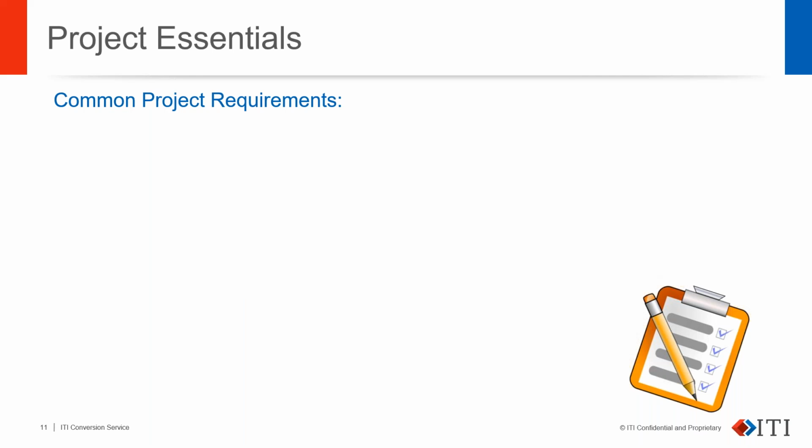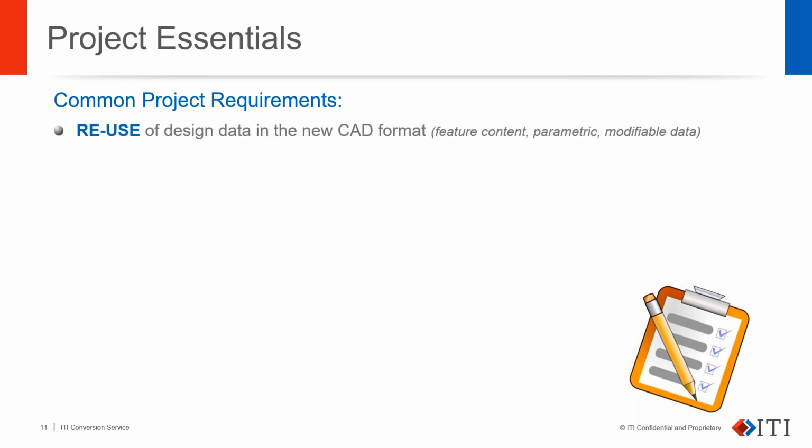So what, in most projects, do we see that our customers require? For every project, the reason you're looking to do some feature-based CAD conversion is that you want to reuse that data. You want that feature content, you want it to be parametric, you want it to be modifiable, so you can easily run it into the design process without any need for manual remastering. And of course, this preserves the design investment that was made when you or someone else designed in that legacy system.